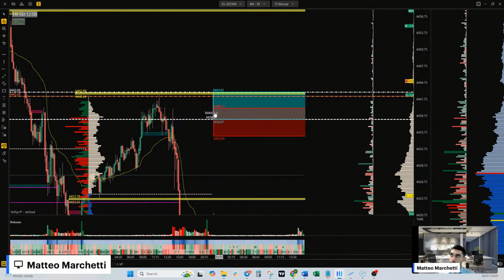So for an institutional that has to sell 1,000 contracts, what's the difference between selling at 438 or 438.50 or 438.75? It's completely the same. Doesn't matter. So we are trying to think per areas and not per levels. These are the two main areas where I will look for some absorption and then some potential short trades.